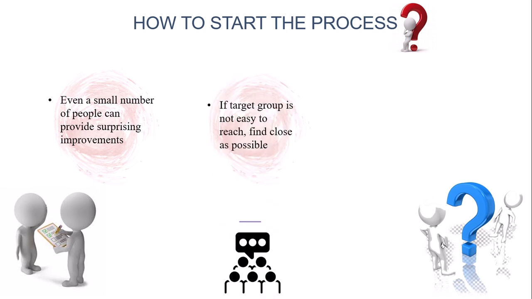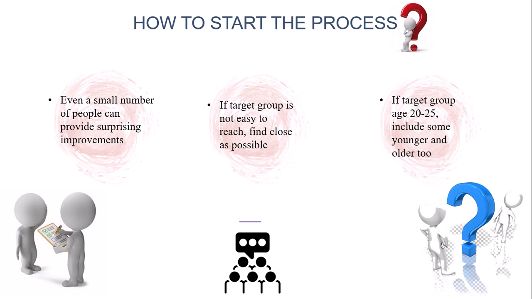If you cannot find or get people from your exact target group, then find people who are as close as possible. Try to get a range of different people who are representative of your target group. For example, if your target group is young people aged between 15 and 25, try to include some who are younger, some who are older, boys and girls with different socioeconomic backgrounds.